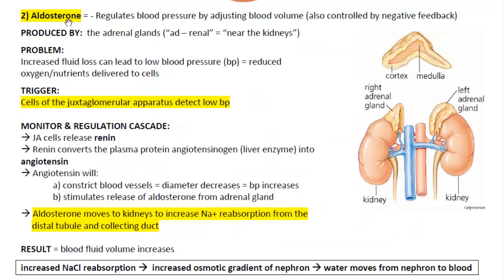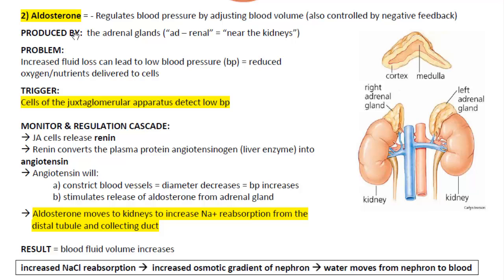Then we have aldosterone. Aldosterone is really important for regulating blood pressure by adjusting how much volume there is in the blood. The higher the volume, so the more liquid you have in the blood, the more pressure you should have on the tubes of the blood. So they go hand in hand. If you increase blood volume, you'll increase blood pressure. If you decrease blood volume, you'll decrease blood pressure.